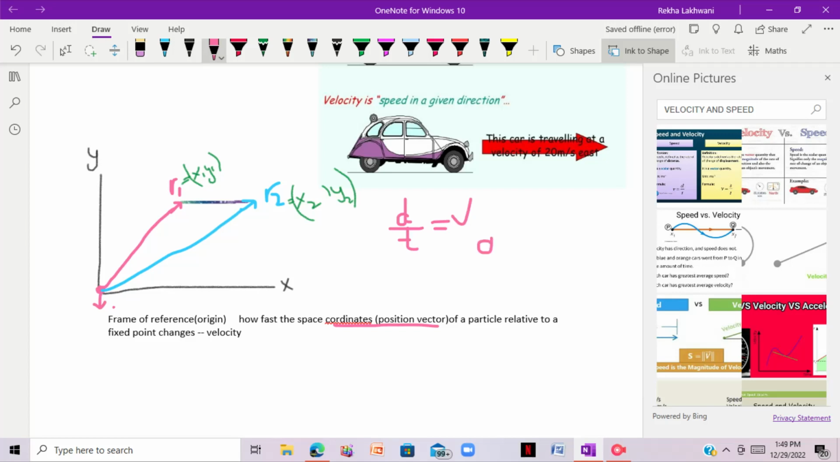Distance is a scalar quantity. So it means that speed is also a scalar quantity. But what about velocity? Velocity is speed in a given direction.